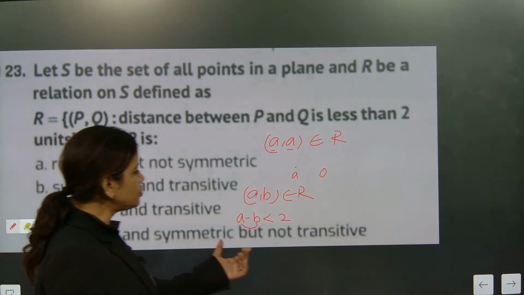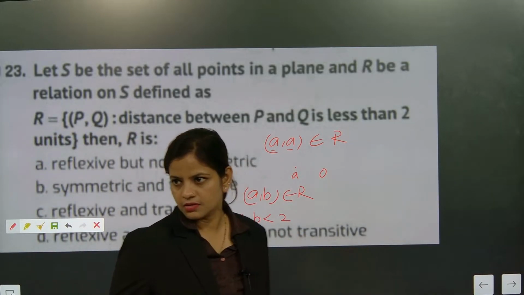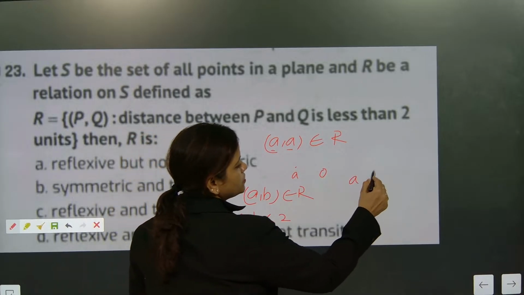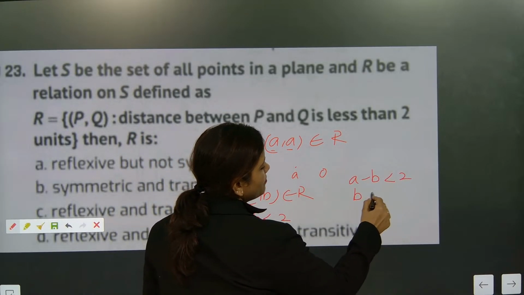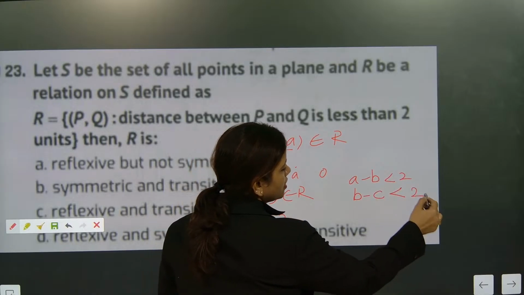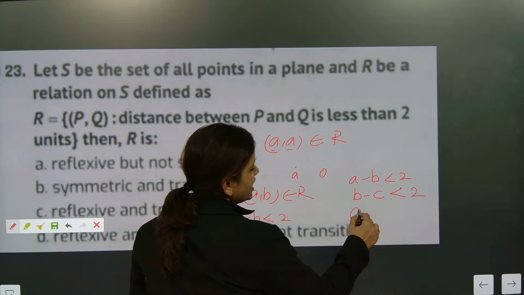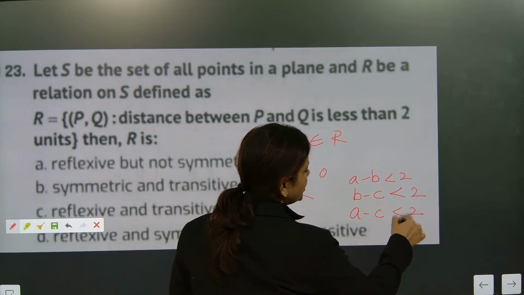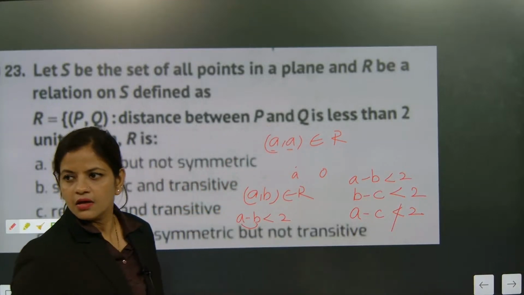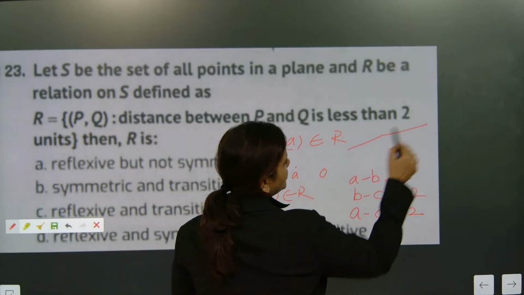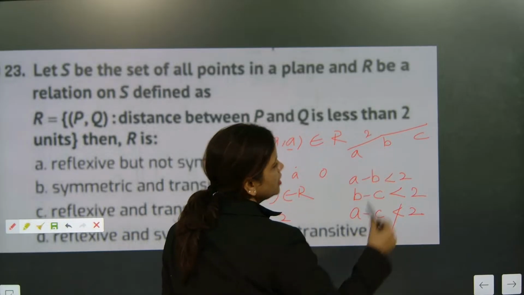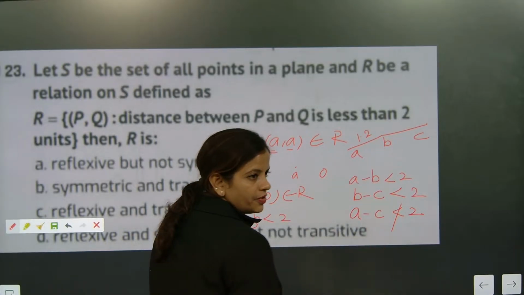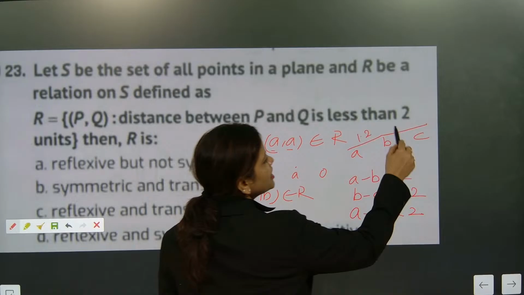But is it going to be transitive? Check. A minus B is less than 2 kilometer. B minus C is less than 2 kilometer. Will A minus C be less than 2 kilometer? No. Why? If the path is coming like this, A, B, C, this is less than 2 kilometer. Just take this one as 1.2 kilometer. Correct? Now this is less than 2 kilometer.